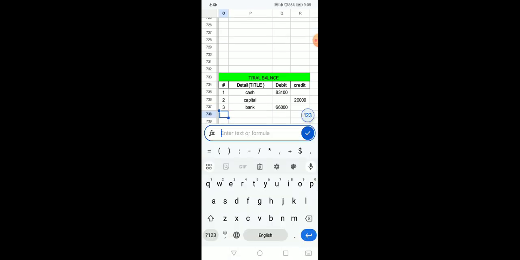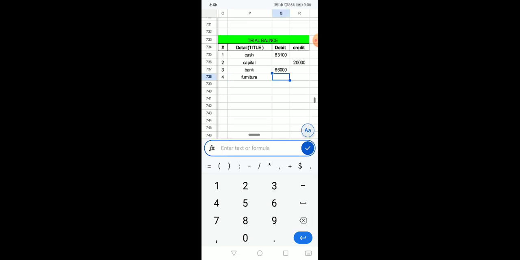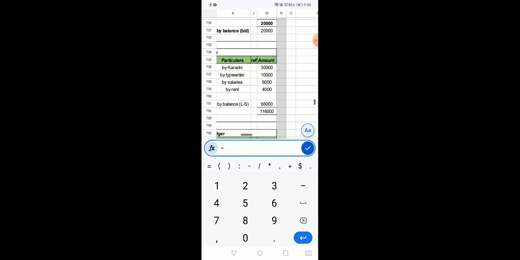So recording of bank account is completed. It's time to see what is the fourth ledger. That is furniture. So you will write the title first. Number you have already posted. It's time to see the balance which is brought down. We are making furniture's ledger.